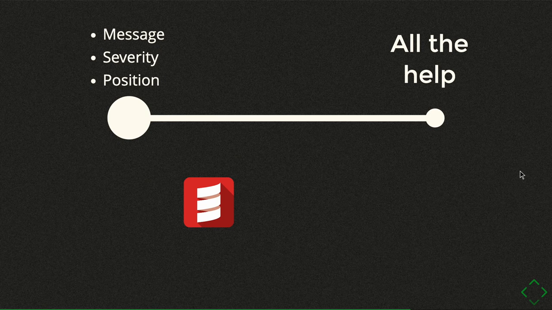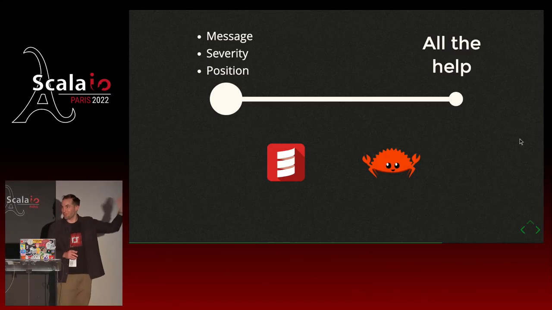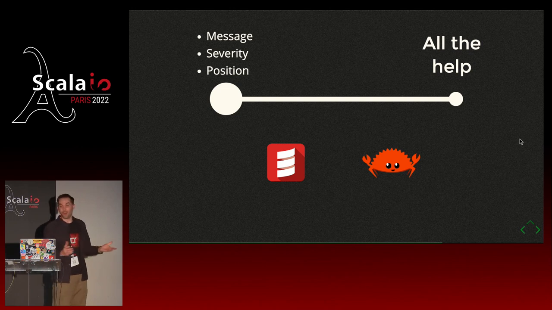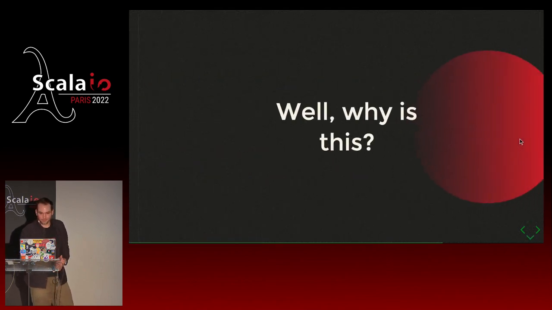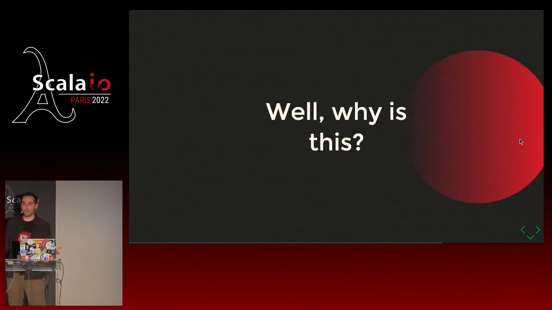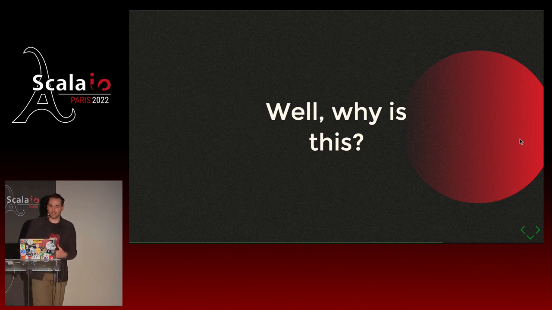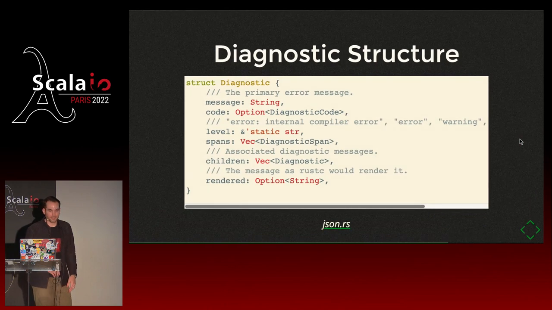So if this is our scale again, and that's where we have Scala, I would more or less put Rust a little bit more on the other side, toward all the help. Still not everything, but until something can code fully for us, I don't think we'll get there. Well, why is this? Why does Rust do a better job with this? Why doesn't this happen in Scala, is what you might be asking.